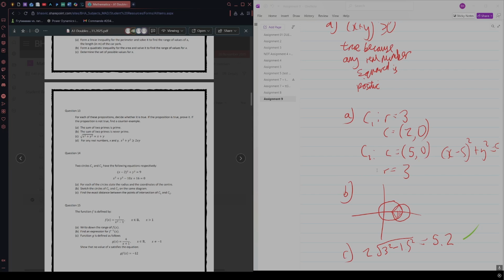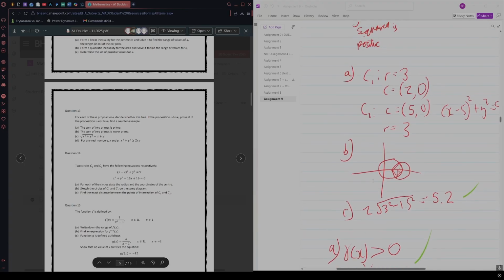And for part B, you sketch the circles, and sketch the exact distance between the intersections. So what you can do is solve simultaneous equations for the circles, but what I did is I just said that the total distance between the two intersections is... the distance between the x-axis and one of the points of intersection is 3, diagonally.